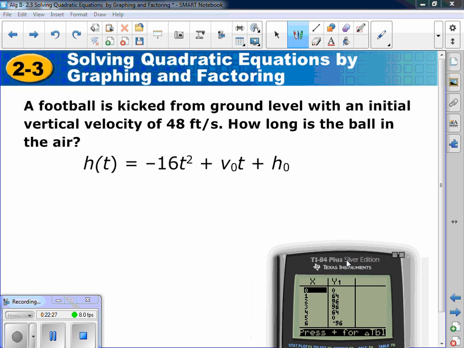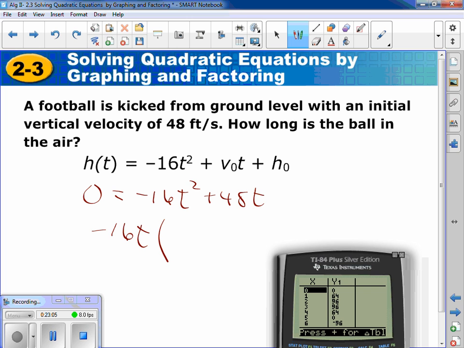A football is kicked with a vertical velocity of 48 feet per second. How long is the ball in the air? So just like before, we have our 0 equals negative 16t squared. You told me it's plus 48t, and it's kicked off the ground, so there is no 0. What do they both have in common? They both have another 16t. This one's going to be t minus 3. Of course, when the ball hasn't been kicked, what's the height? 0. How many seconds before the ball comes down? 3 seconds. So the ball will be in the air for 3 seconds.